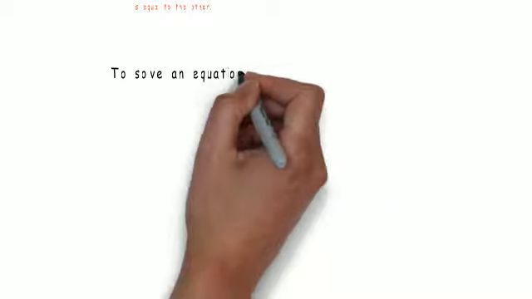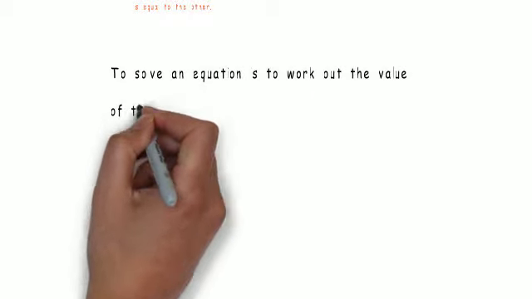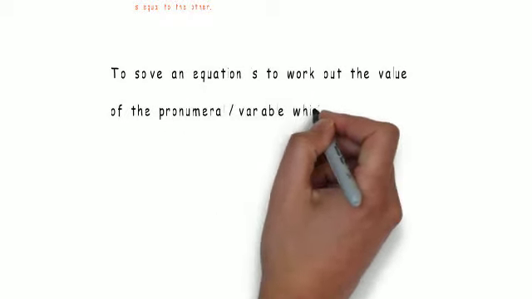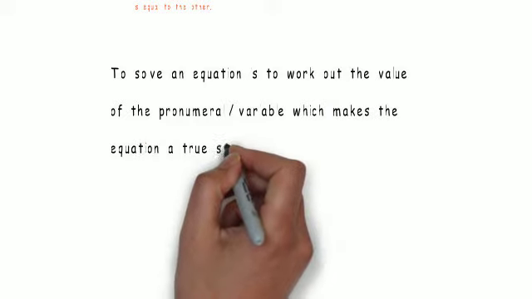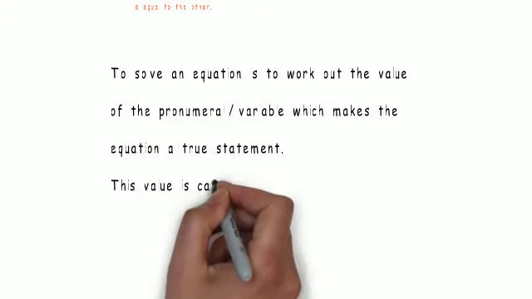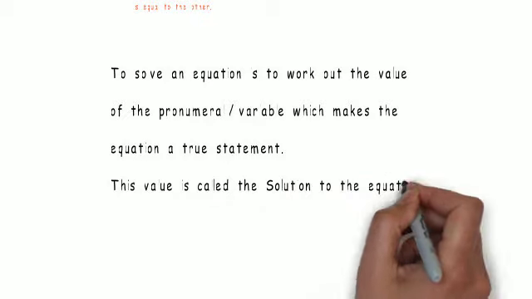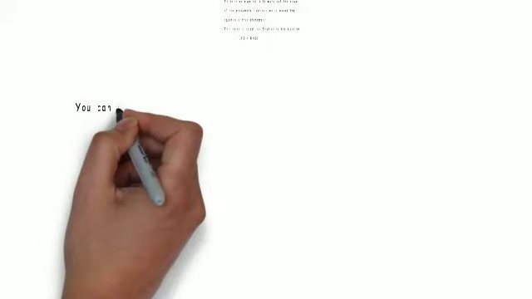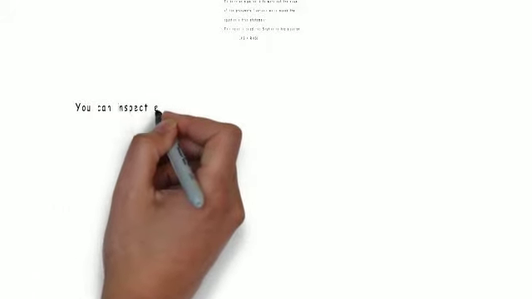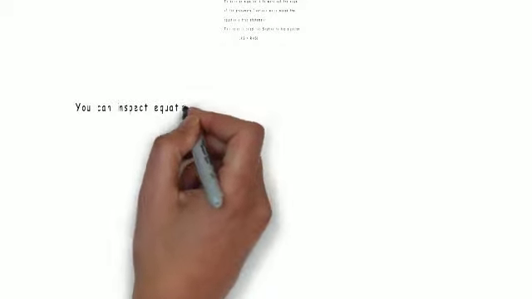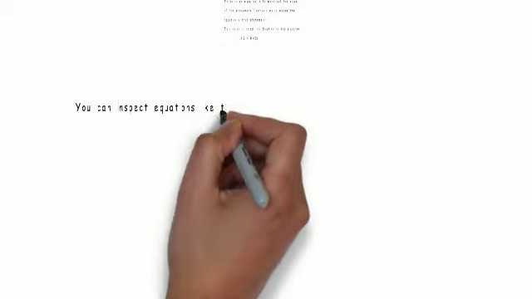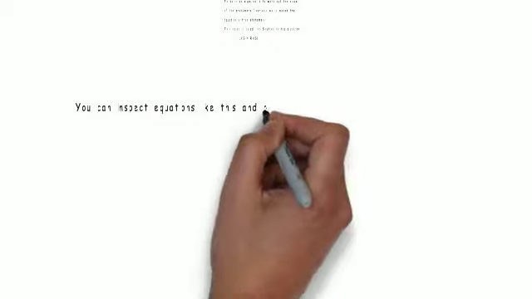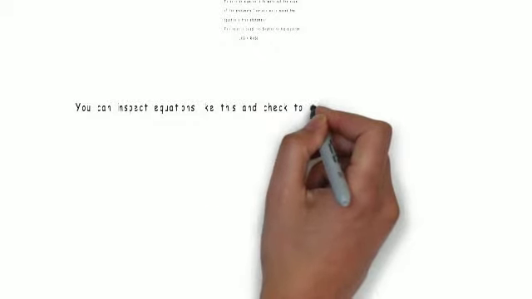We don't always get those values, so to solve the equation, we work out the value of the variable or the pronumeral that makes the equation a true statement. This value is called the solution to the equation, where the left-hand side now equals the right-hand side. That's our solution. For some simple equations, we can inspect that equation and then we can put in a solution and check to see if our solution is correct.